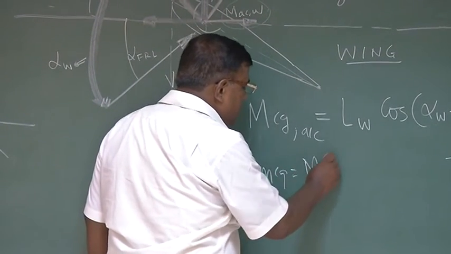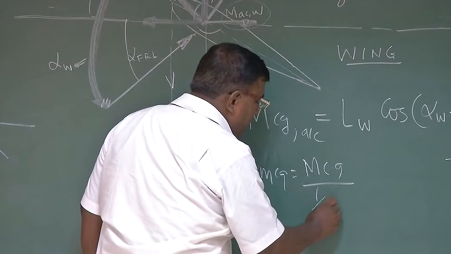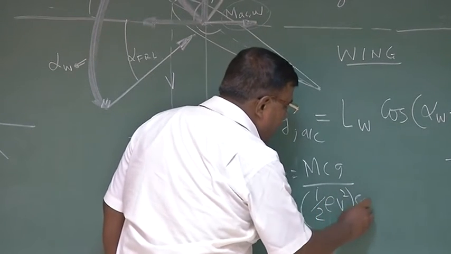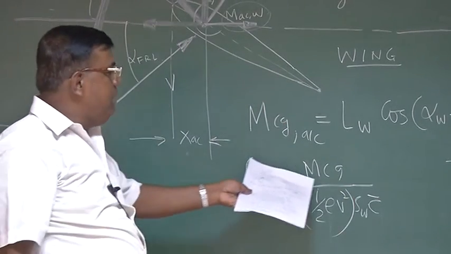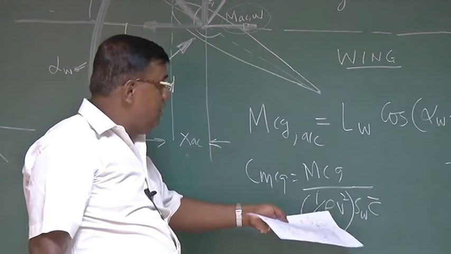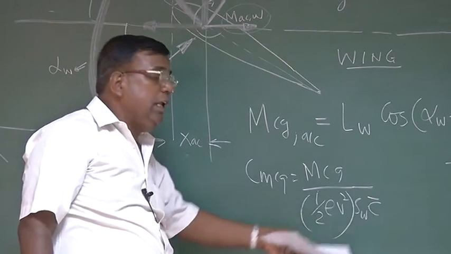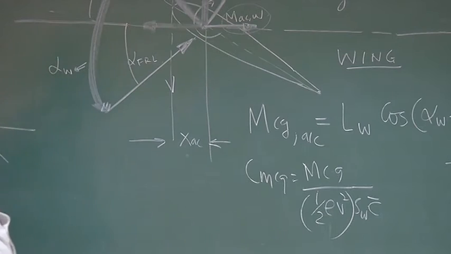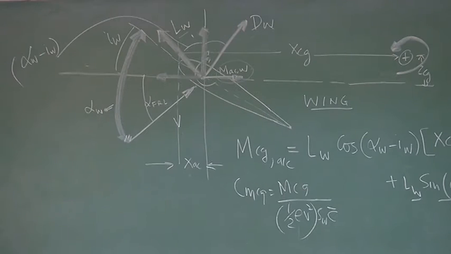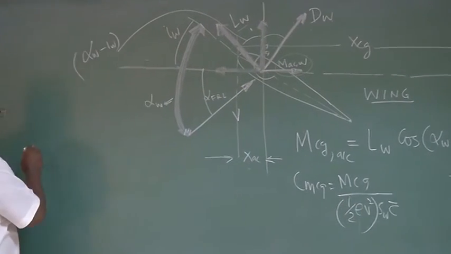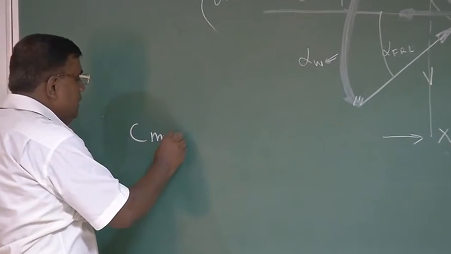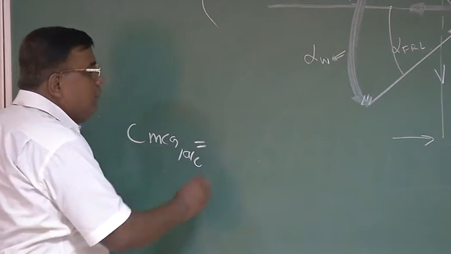This is MCG divided by half rho V square S of wing into C bar. C bar is because CM is a coefficient, MCG is a moment. So dynamic pressure into area is force, force into a length is moment, so that it becomes non-dimensional. Okay? So if I divide by half rho V square S C bar, what should I get? MCG will become CM CG. Of course, this is of aircraft.